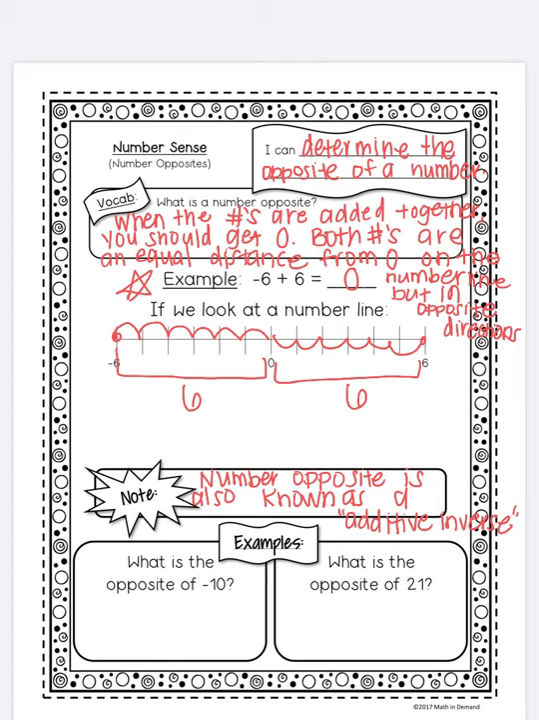The other example is down at the bottom. What is the opposite of -10? The opposite of any negative number is that same number, but in positive form. So it would just be 10. And then what's the opposite of 21? It's the same number, but since this is in positive form, it's going to be in negative form.